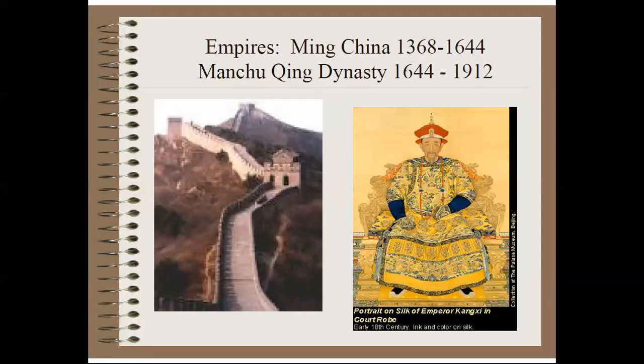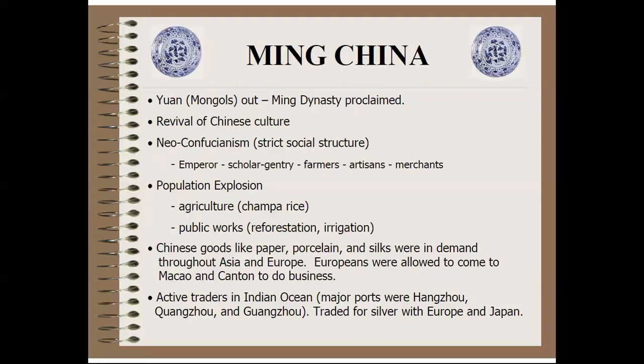So let's talk first about the Chinese empires, the Ming and the Qing dynasty. The Ming dynasty was the one that threw out the Yuan dynasty, the Mongols. The original Ming emperor was a peasant. They're going to revive Confucian Chinese culture and reintroduce Neo-Confucianism in the Chinese bureaucracy. The social structure will be the emperor, although he didn't have a lot of political power, the scholar gentry, who did most of the governance, the farmers, the artisans, and then, of course, at the very bottom, the merchants.